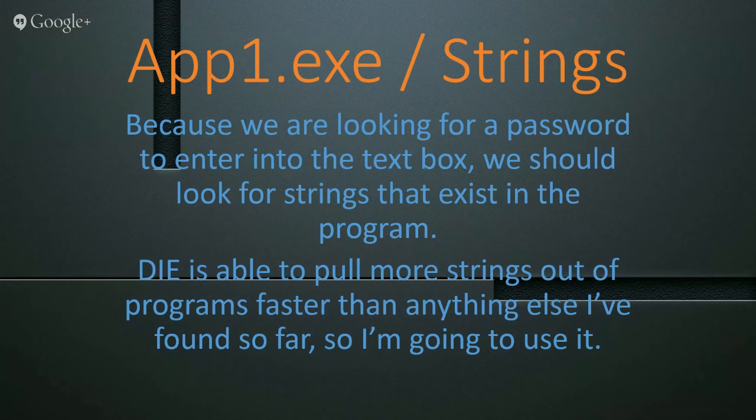Because we're looking for a password to enter into the text box, we should just start with the very basic, which is just looking at strings that exist in the program. The program Detect It Easy, or in this case, I'm just going to call it DIE, is able to pull out more strings than any other program I've tried. I've tried a few, including just the strings command, and Detect It Easy does a really, really good job at that.